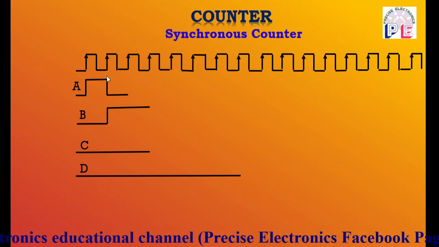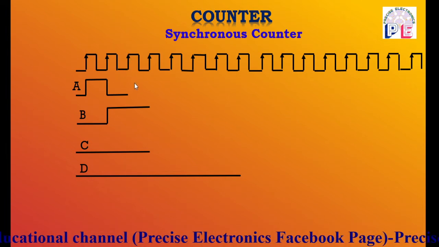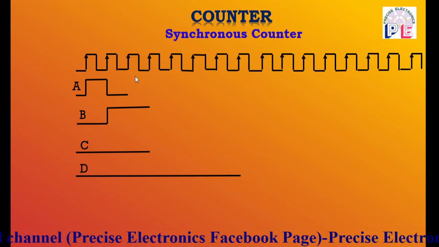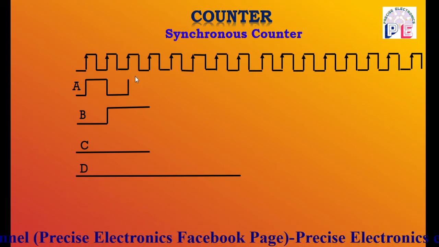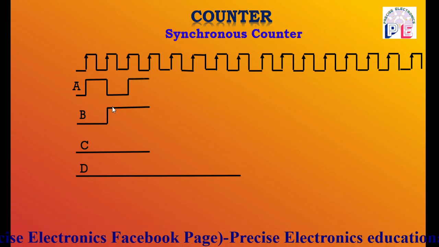Next, when the next pulse appears, that is the third clock pulse, at the positive edge of the third clock pulse, A changes its state from 0 to 1, but B remains as it is.